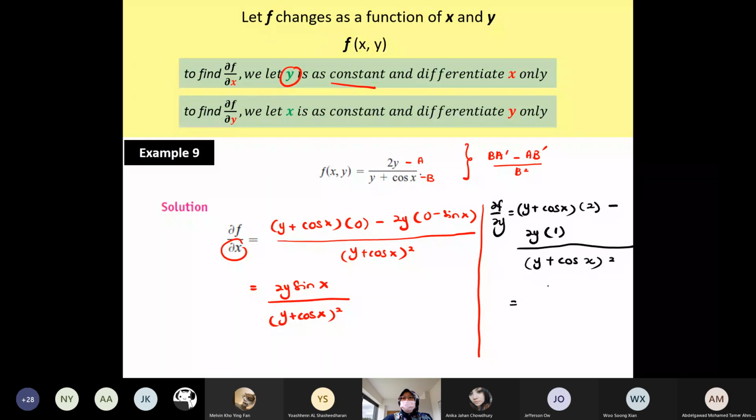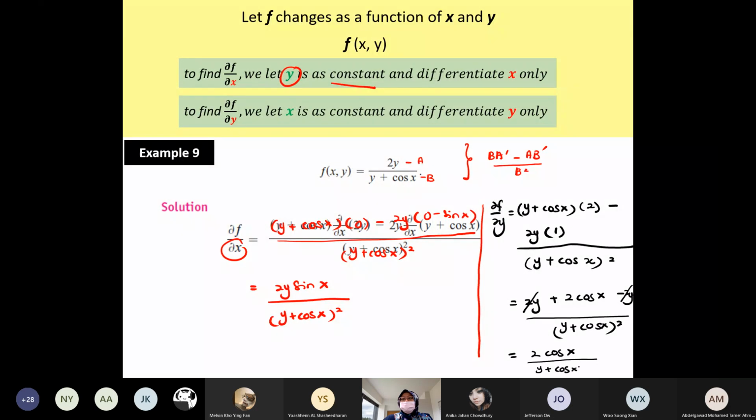So we simplify, then it becomes 2y plus 2 cosine x minus 2y. Now you can simplify, right? So 2y minus 2y, it becomes 2 cosine x over y plus cosine x. So this is your answer, 2 cosine x over y plus cosine x square.